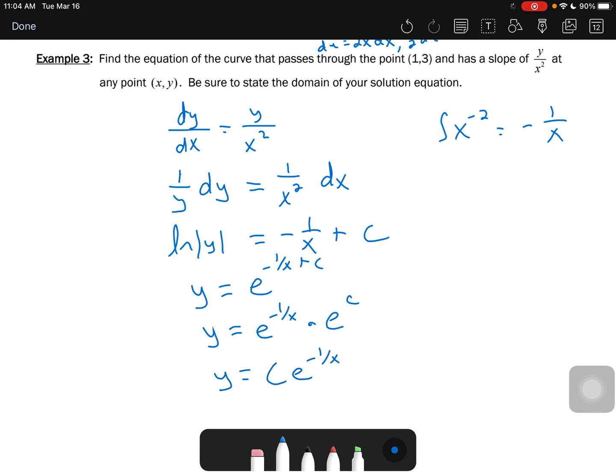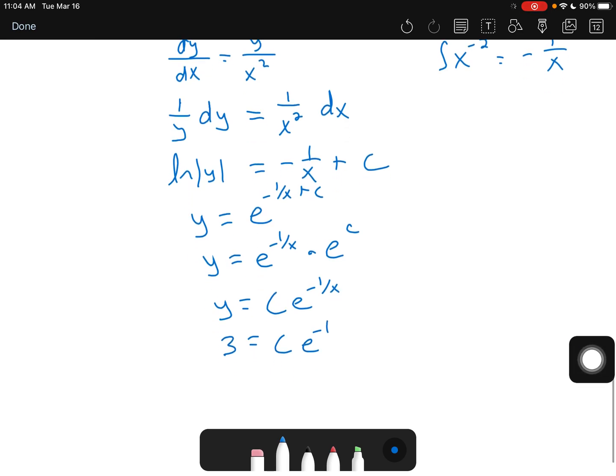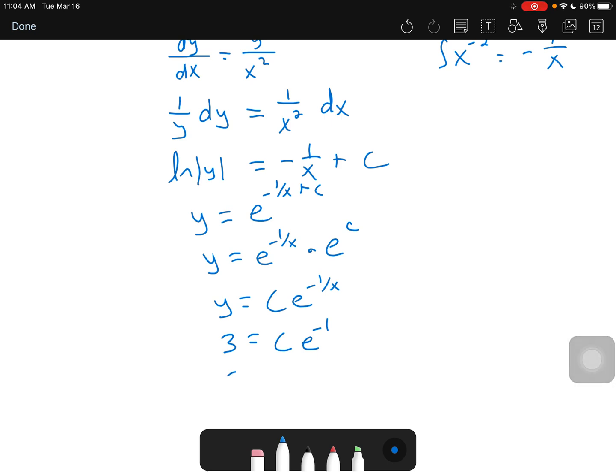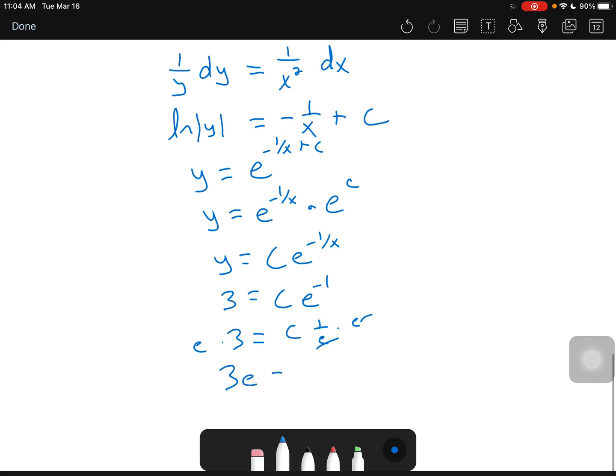Let's see here, I feel like I've missed something. Okay, so I still need to plug in my 1, 3, and I need to figure out what that's going to be for my c, then I can solve for that. Okay, so if I put in 1 for x and 3 for y, 1 for x, so that's just going to be e to the negative 1, like that. And so that means that'd be like 1 over e. So I'd multiply by e to cancel and move it over here. So I'd have 3e is what my c value is then.